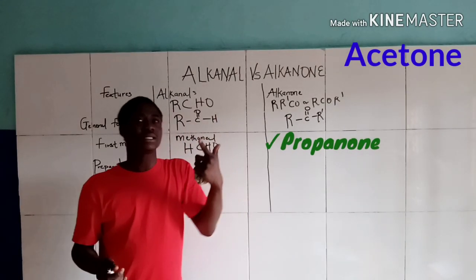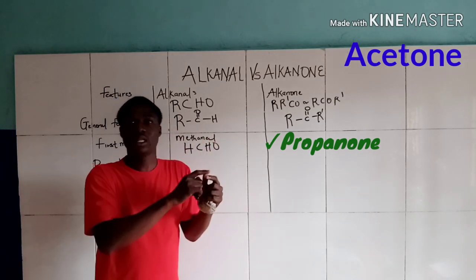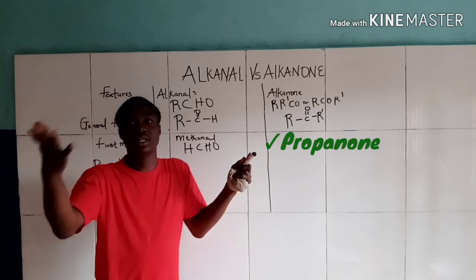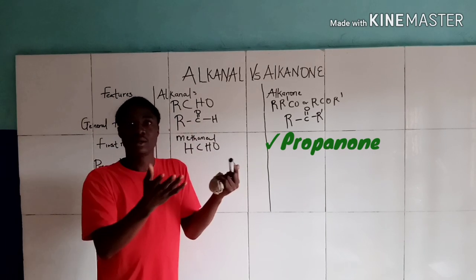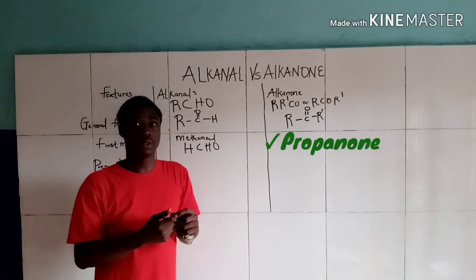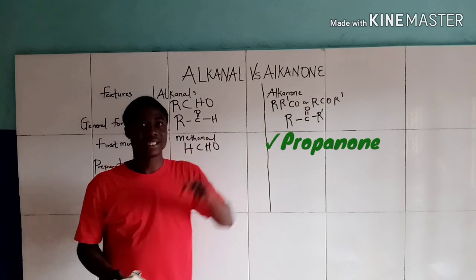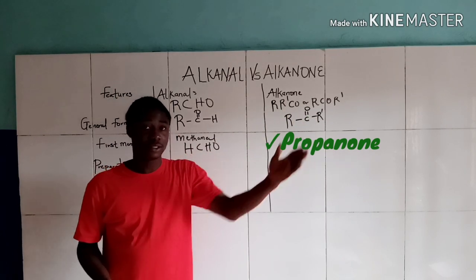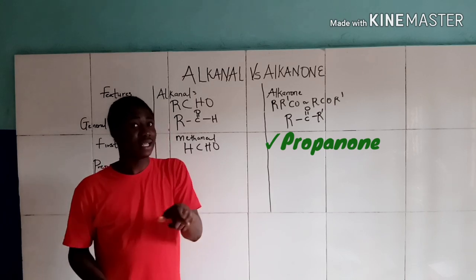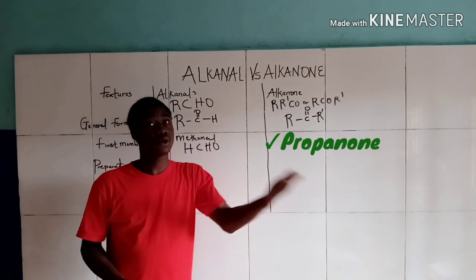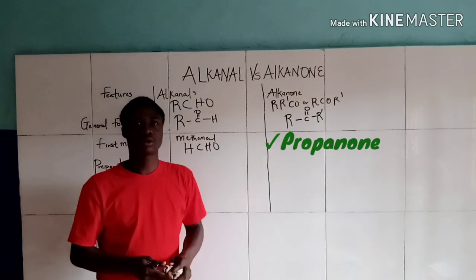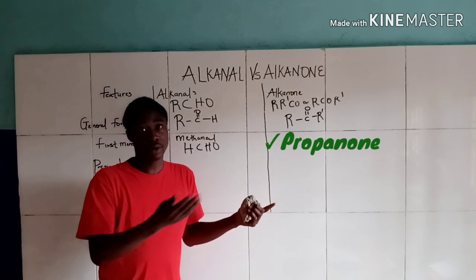Now, propanone is gotten from destructive distillation of wood, whereby we form water, wood gas, and pyroligneous acid. And inside the pyroligneous acid, there's some liquid component found there, which is called methanol, also called wood spirit. We have acetic acid, also called ethanoic acid. And lastly, we have acetone, also called propanone. So acetone is gotten from the destructive distillation of wood, also called pyrolysis.